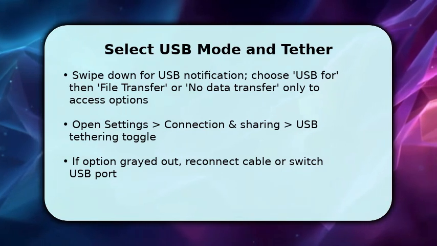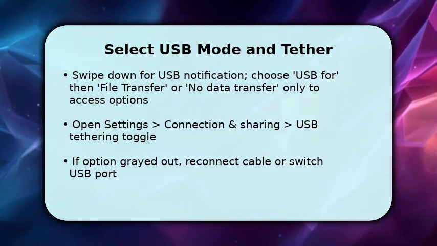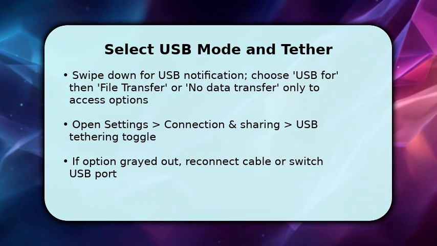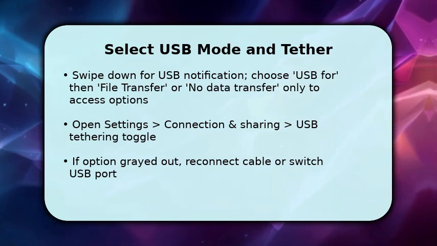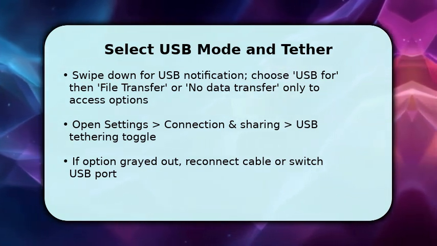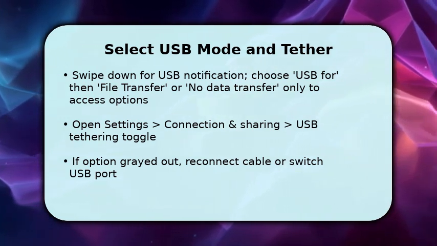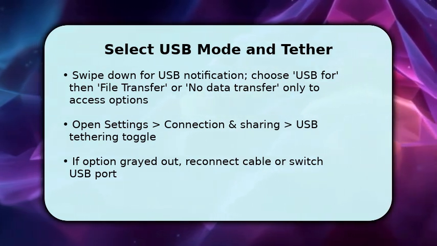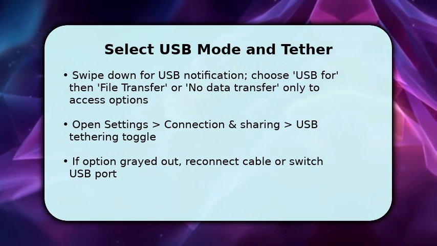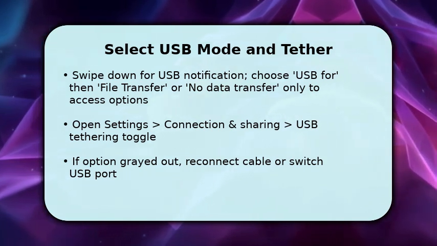Swipe down the notification shade to find the USB status and tap it to view options. Choose File Transfer to expose tethering settings if necessary. Next, go to Settings, then Connection and Sharing, and locate USB tethering, toggle it on. The phone will share its mobile data connection with the PC through the USB link.